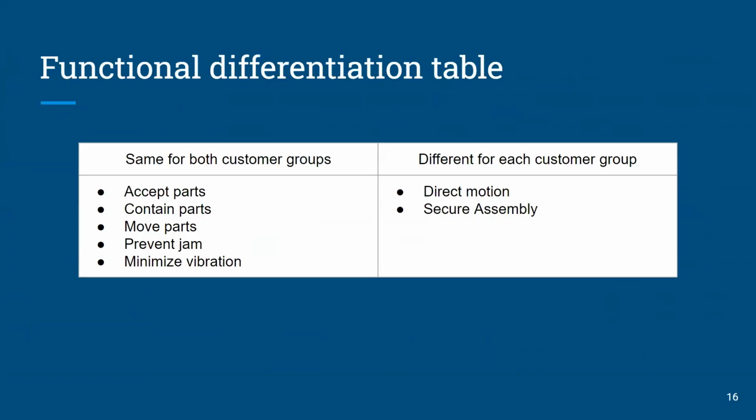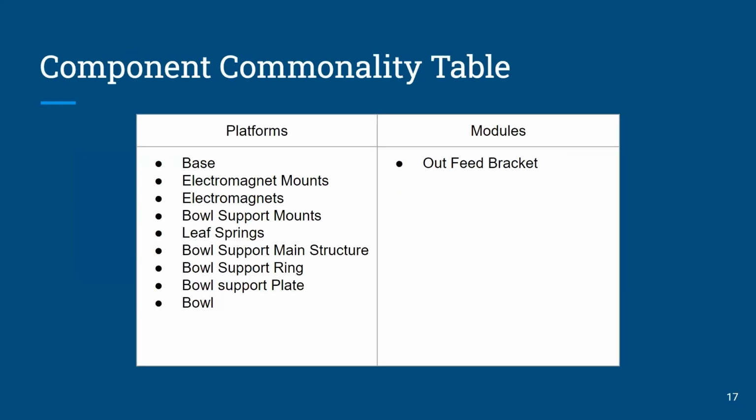So for our product family design, we have this functional differentiation table. Basically, it just shows which functives are the same for different customer groups and which ones are going to be different. So most of them are the same except for the direct motion and secure assembly functives. And this is our component commonality table, which shows which components are different among the different customers, and which ones are the same. Those are the platforms. So most of them are platforms except for the one module, which is the outfeed bracket.